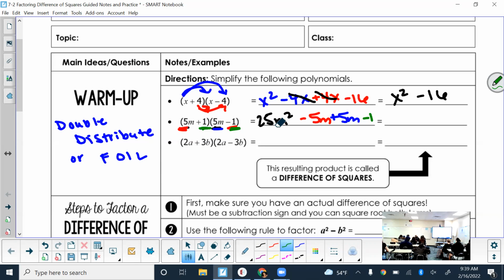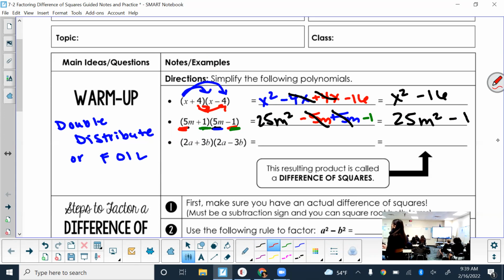-1. All right, are there any like terms I need to combine? Yes, the middle terms again. So it's -5m plus 5m. Cancels out, equals 0. So my final answer is 25m squared minus 1.